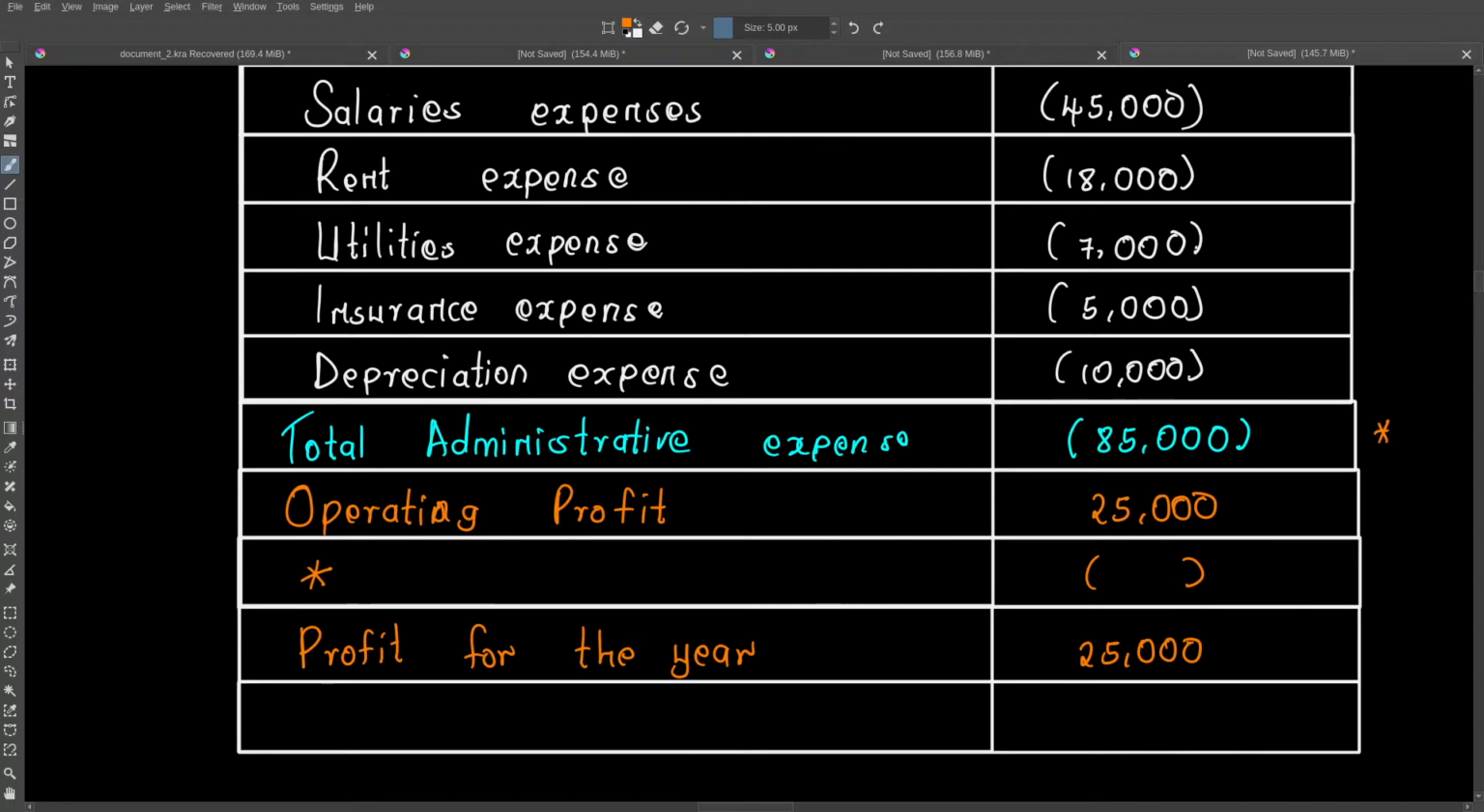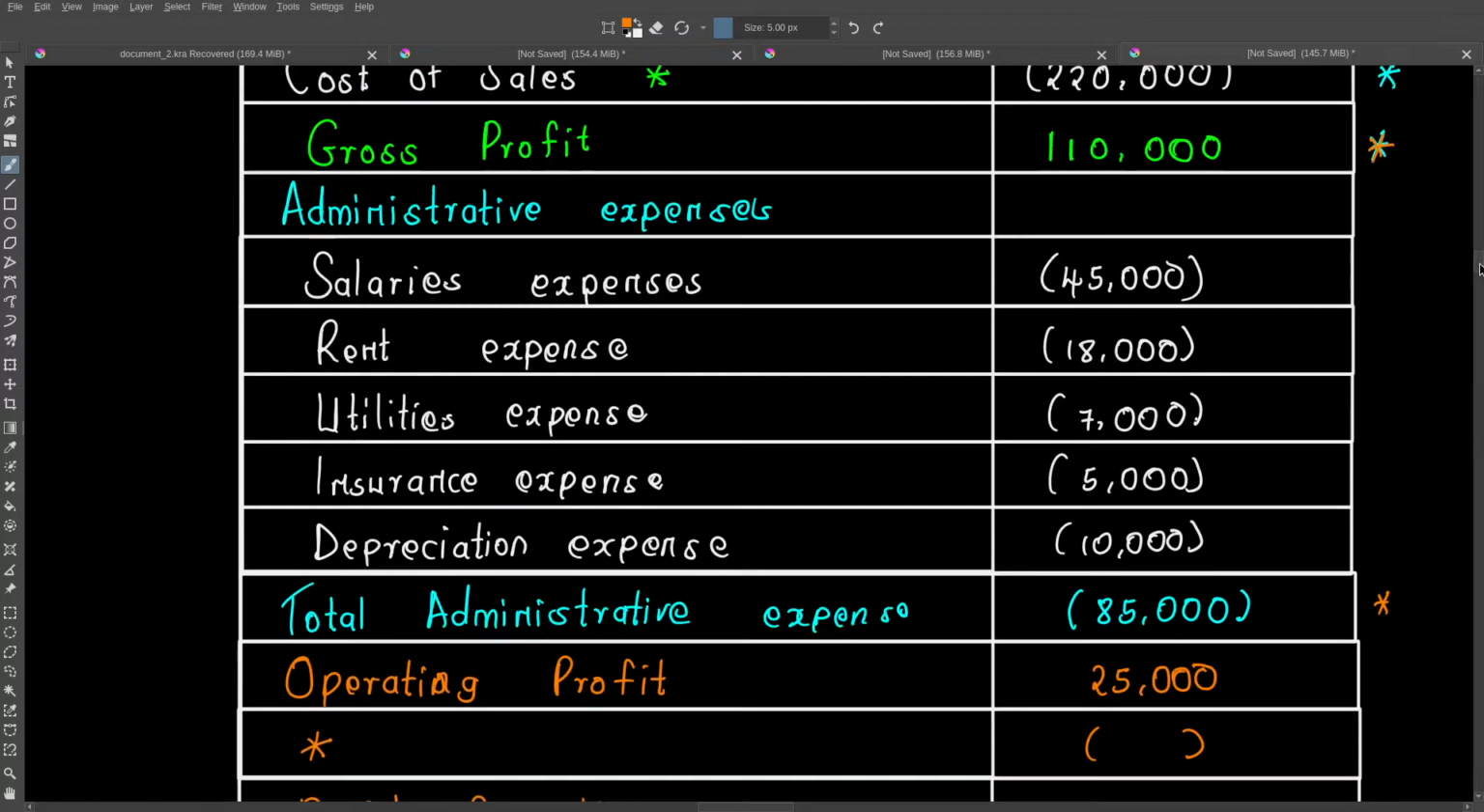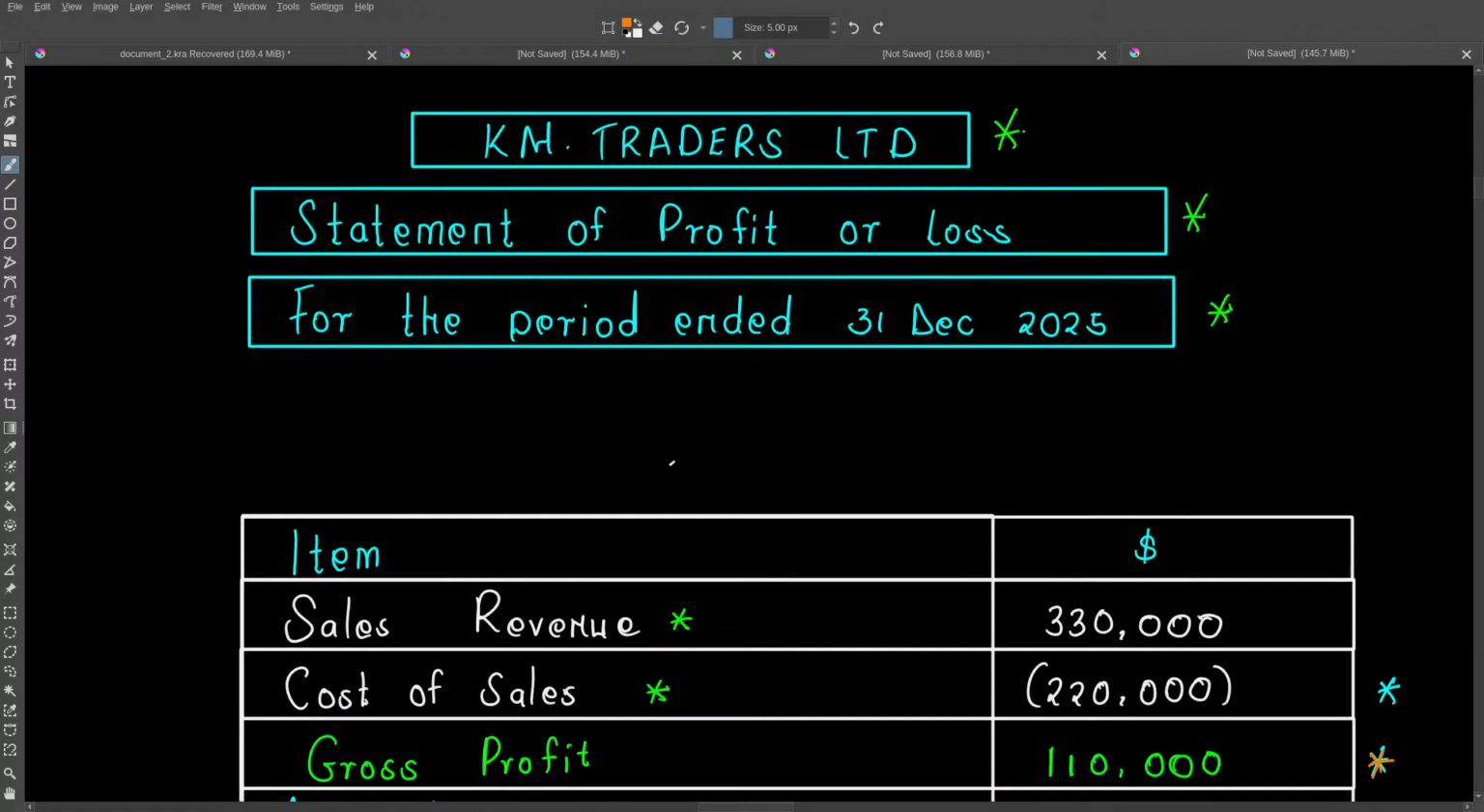So this is how the statement of profit or loss is usually laid out. You're able to follow from the beginning, how we look at the sales, the expenses that have been incurred, till the end. So this is basically the structure of the statement of profit or loss.